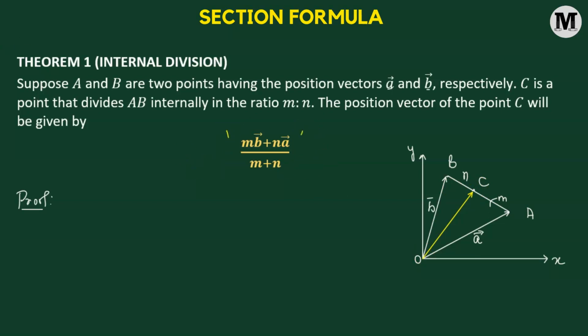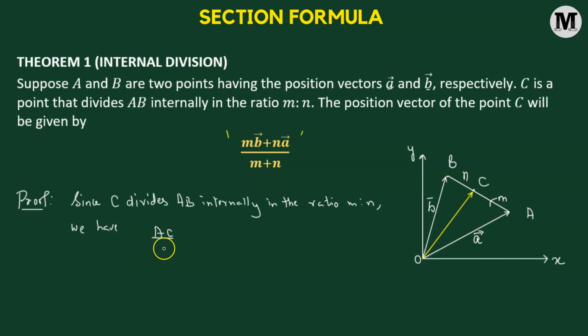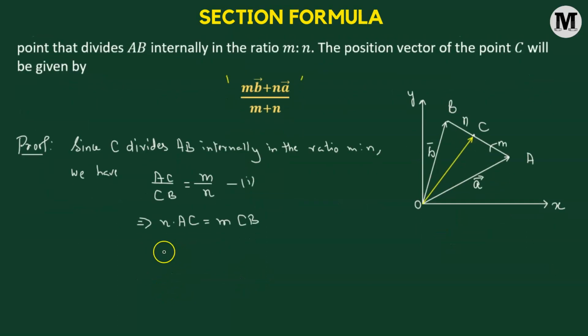Okay, let us begin. Now, since the point C divides AB in the ratio m is to n internally, we can say that we have the ratio AC to that of CB equals m is to n. Let this be number 1. Now let's cross multiply to get n times AC equals m times CB. Now, since we want to work with vectors, we can simply vectorize them. So we have A towards C, to get the vector AC, and then we're going from point C to point B, so we have the vector CB.